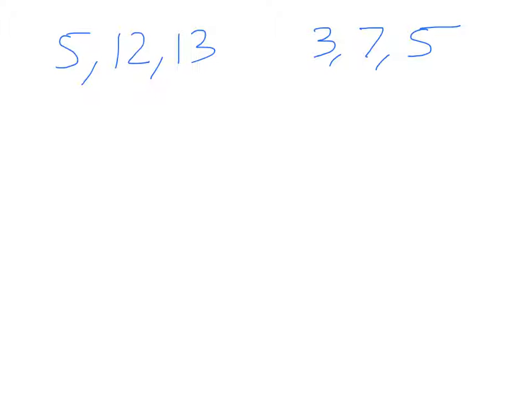Let's look at this for a second. If I gave you the following 3 lengths of the sides, do these 3 sides make a right triangle? Let's not do that one yet. Let's do 5, 12, 13. Do those make a right triangle? And let's do 3, 7, 5. Do those make a right triangle?